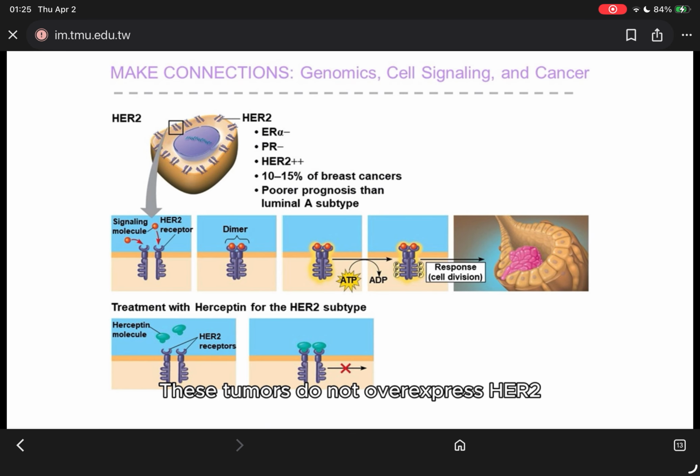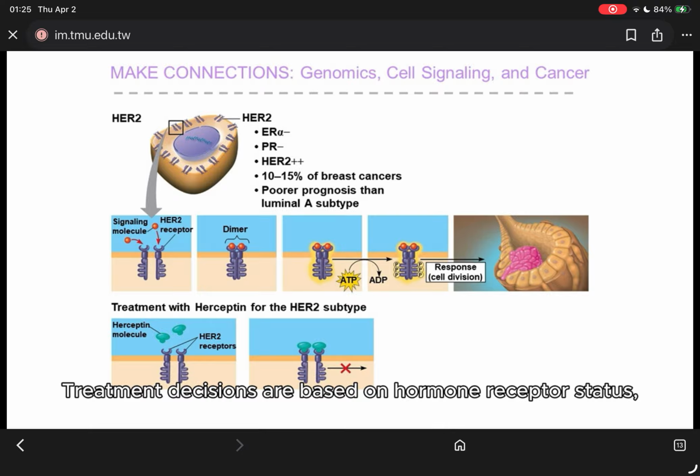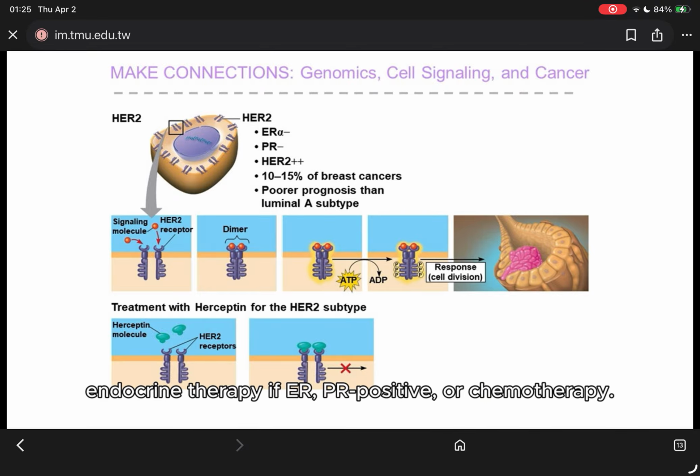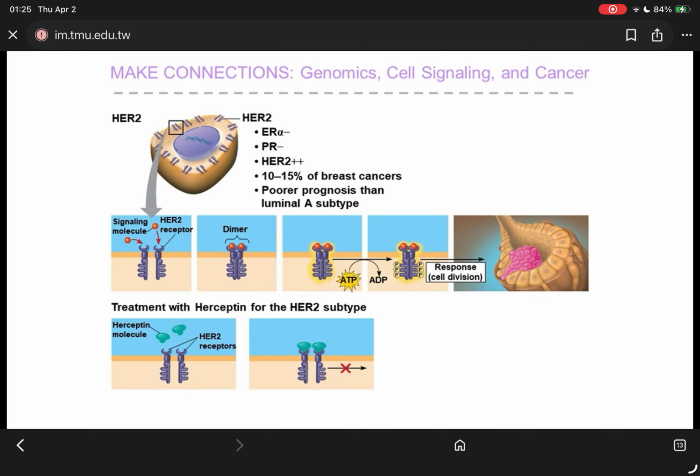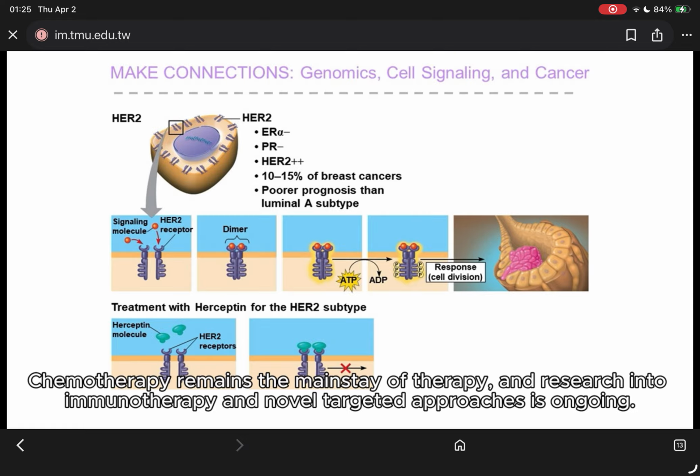HER2 negative breast cancer. These tumors do not overexpress HER2 and thus do not respond to HER2 targeted therapies like trastuzumab. Treatment decisions are based on hormone receptor status: endocrine therapy if ER/PR positive, or chemotherapy. 3. Triple negative breast cancer, TNBC, defined as ER minus, PR minus, and HER2 minus. This subtype is the most aggressive with limited treatment options. Chemotherapy remains the mainstay of therapy, and research into immunotherapy and novel targeted approaches is ongoing.